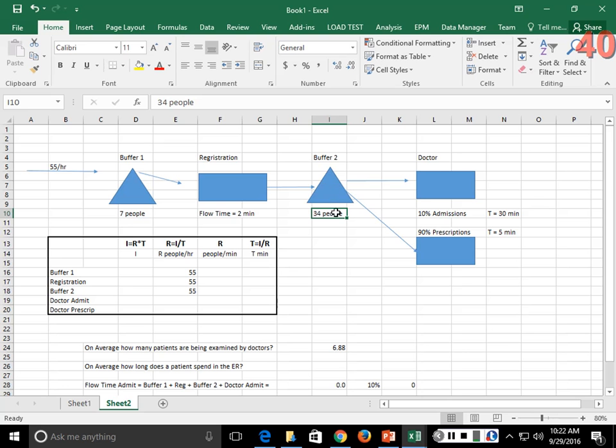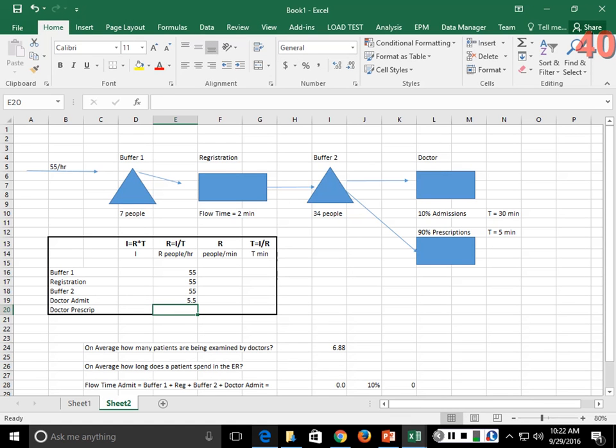But that's the inventory at that step. That's how many people are waiting. And then we take our snapshot of what's in there. So we've got these 55 people an hour that are flowing along this process. How many are going into the doctor admissions process? Hunter? 5.5. Right, there's 10% of those. So you're taking that 10% and you're applying it to the throughput. So you've got 5.5. Okay.